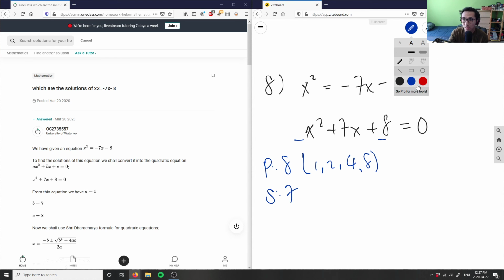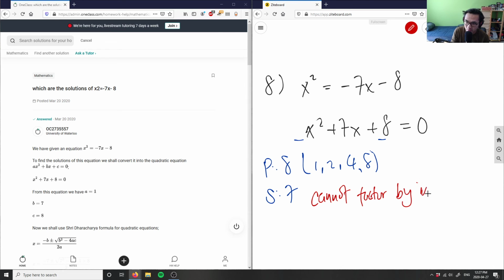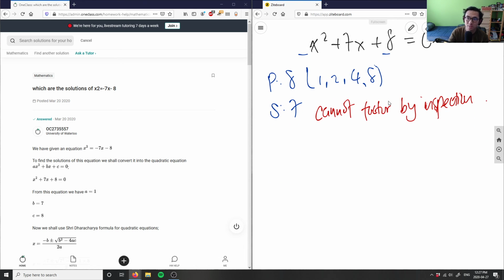Even if I took 8 and 1 and summed it, I would get 9, right? So I wouldn't get 7 here. So again, I cannot factor by inspection. So therefore, I'm going to have to use the quadratic formula, right? Let me rewrite this here: x squared plus 7x plus 8. I'm going to have to use the quadratic formula.